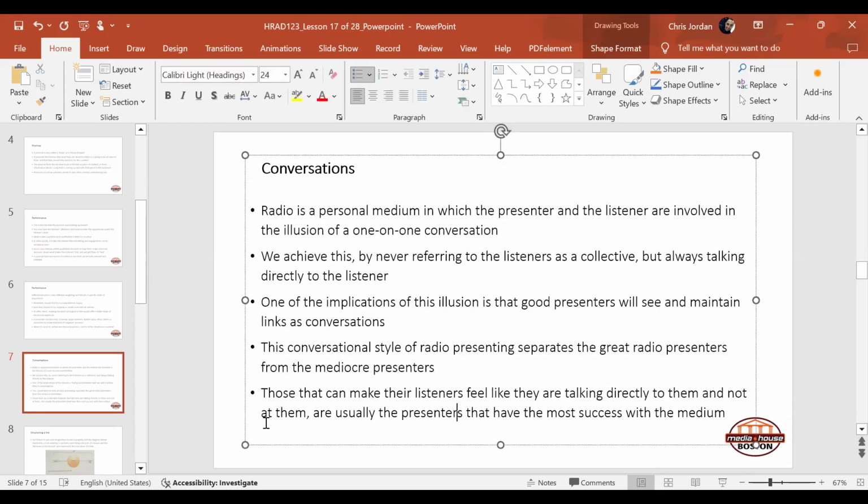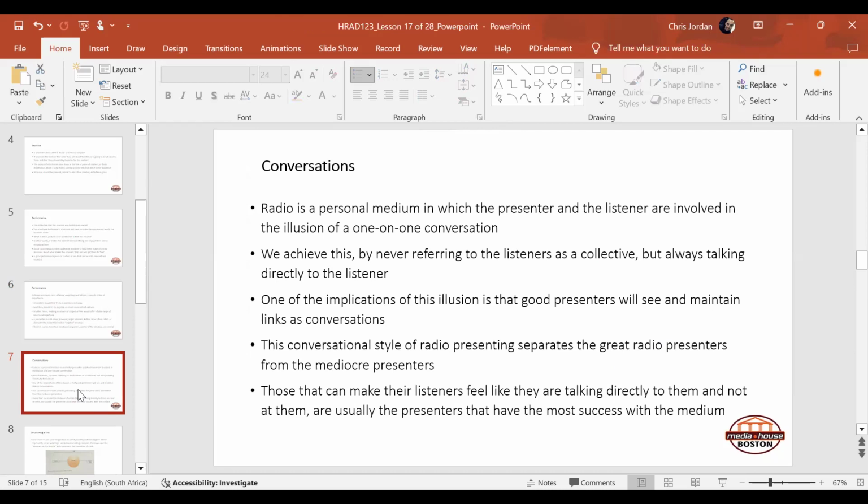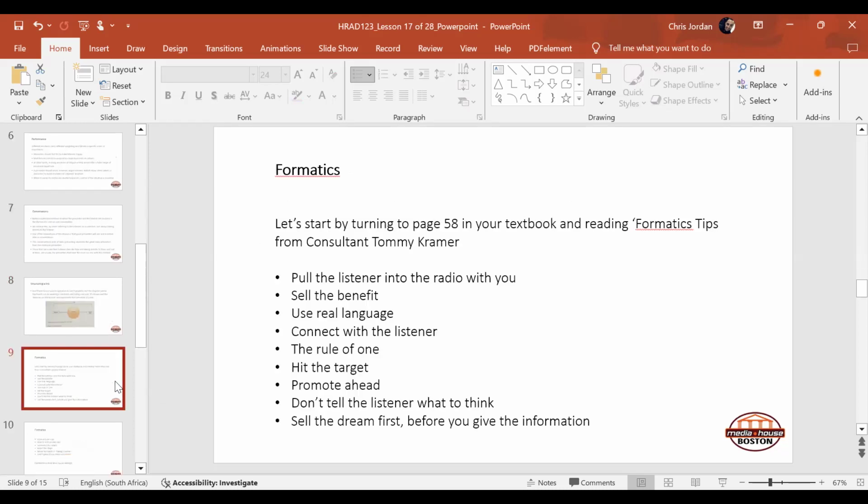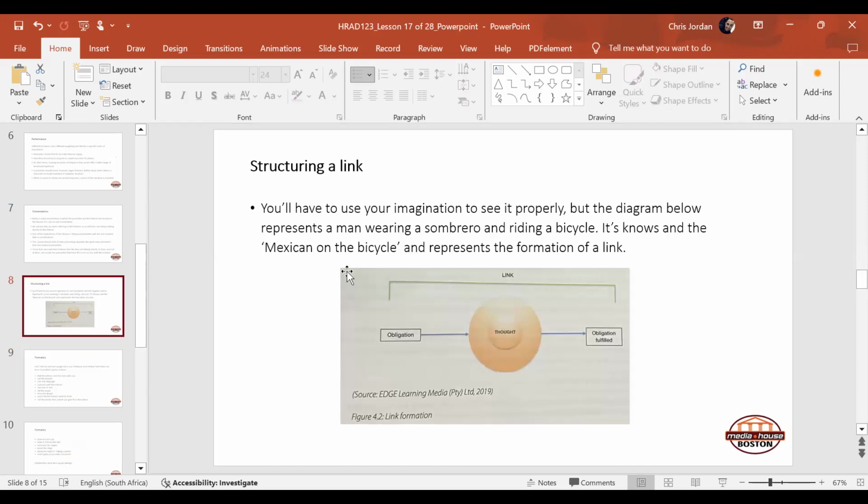Okay. So those that can make their listeners feel like they are talking directly to them and not at them are usually the presenters that have the most success with the medium. And we can listen to so many people, and it's very easy to say, oh, the presenter's good, the presenter's bad. When you look at all the ones that you do think are good, they're probably going to have all these particular characteristics, right?